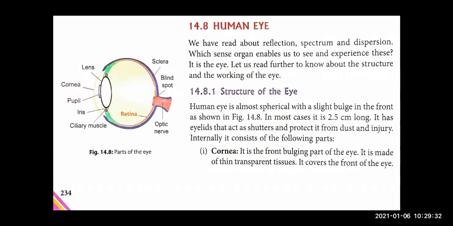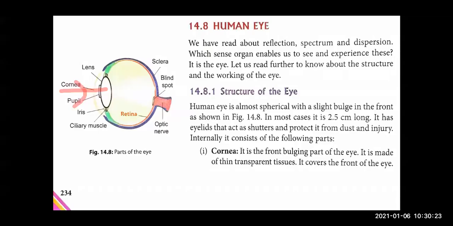Now let's talk about the working. How does the human eye work? Now children, we know that light is going to enter from this part. The first part from which the light enters is your pupil, right? The light is going to enter through the pupil, and when the light enters through the pupil, we know that a real, inverted, and highly diminished image is formed on the retina.